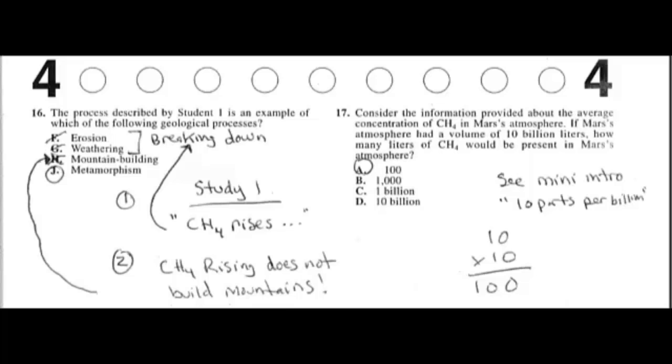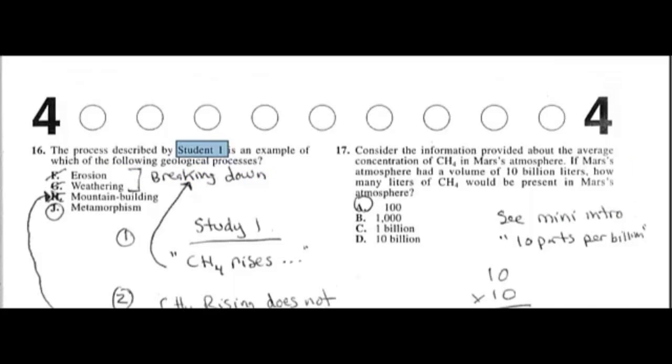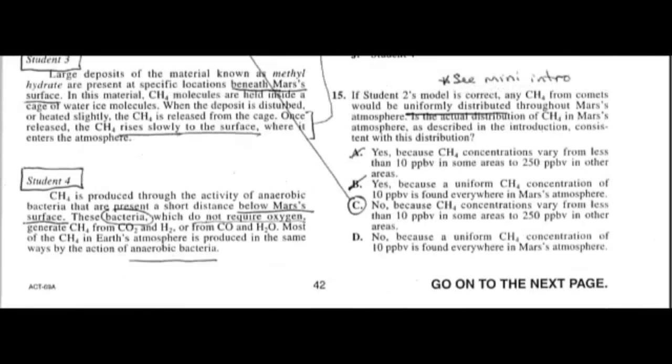Test 69A, Science Practice Problem number 16. Number 16 states, the process described by student 1 is an example of which of the following geological processes. First thing we need to do is scroll on up and take a look at student 1. The second thing I did was take a look at the words selection and try and figure out the verbs or the action words. Here's what it says.